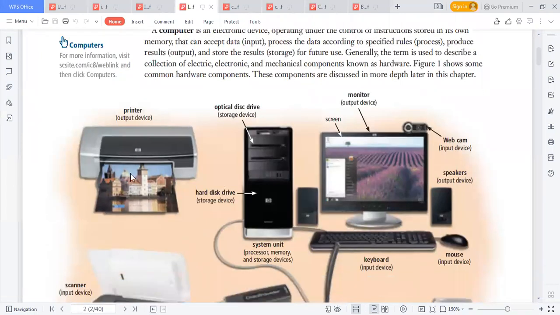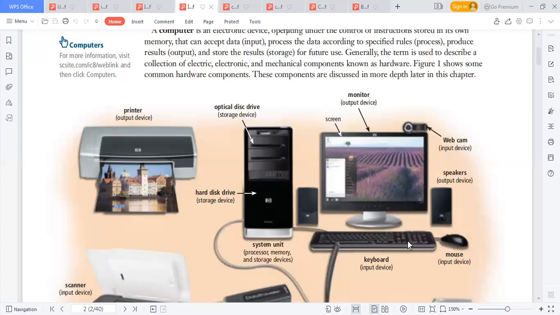Actually, this is the printer, this is the output device, and optical disk drive. This is actually the CPU, system unit, okay? Central processing unit or CPU. Also optical disk drive. This is the disk, and hard disk drive. This is the hard disk drive, storage device, and this is the main memory. And the big screen, this screen is called actually monitor, and this is also an output device. And this is the webcam, input device, and this is the speaker, also an output device.